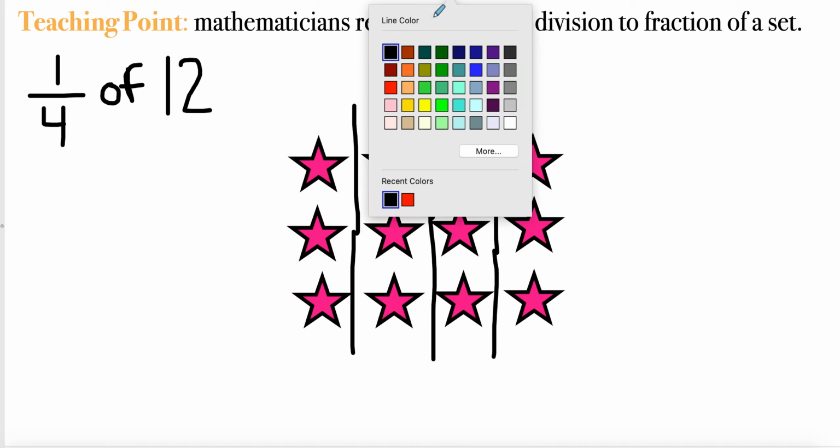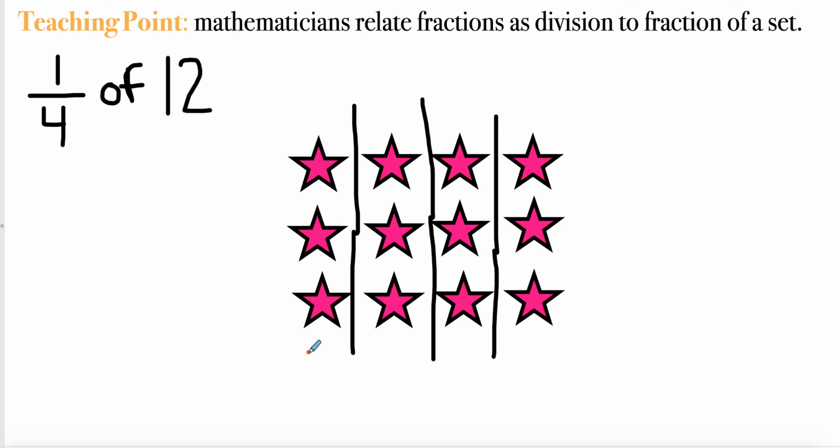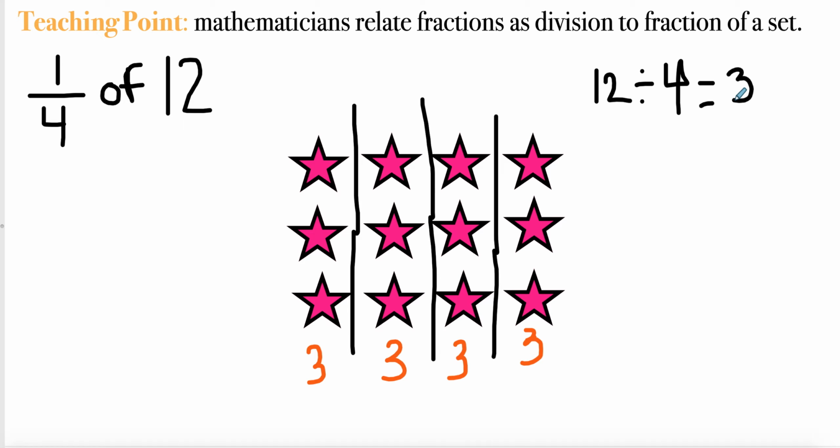And I can see that I have 3 items in each group. So what I just did is that I did 12 divided by 4. And I got 3. And if we want to relate it to fractions as division, I can think of that as 12/4 is equal to 3. So 1/4 of 12 is 3.